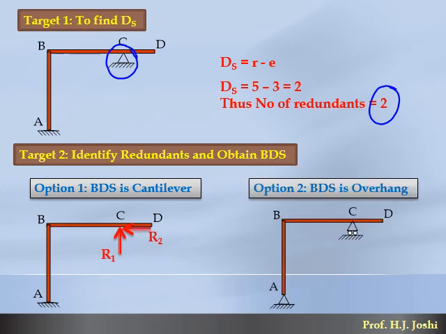In the second option, we have to select an overhang. So in case of overhang, I wish to remove the moment reaction at A here and the horizontal reaction at C. So these 2 reactions are considered as redundants and those 2 are removed. So the remaining structure is the BDS, and after that the BDS is plotted, and we show the two redundant reactions.